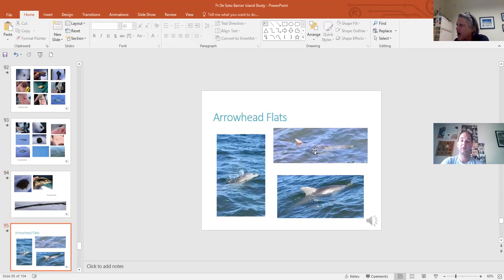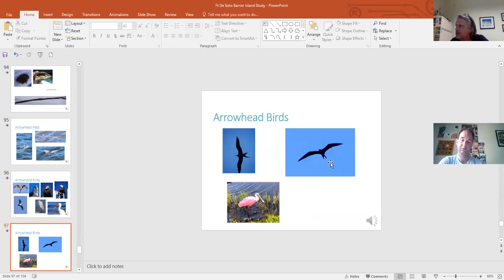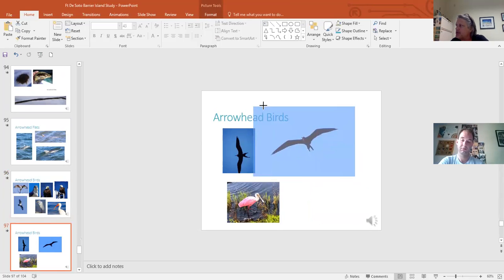Dolphins. Dolphins are local marine mammals, dolphins and manatees. We see manatees out there on occasion as well. The birds are ospreys, the eagles. Here's a white ibis, and here's a great egret. These guys are frigate birds.